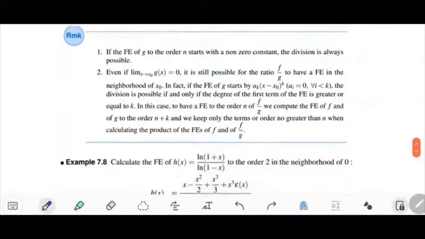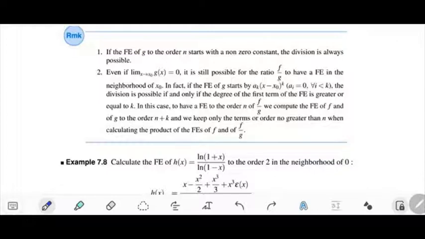Now let's look at this remark. If the finite expansion of g, which is in the denominator, to the order n starts with a non-zero constant, the division is always possible. As you saw, I should have g that starts with something not equal to 0, otherwise it doesn't work. I will not have the form 1 plus something in the denominator.